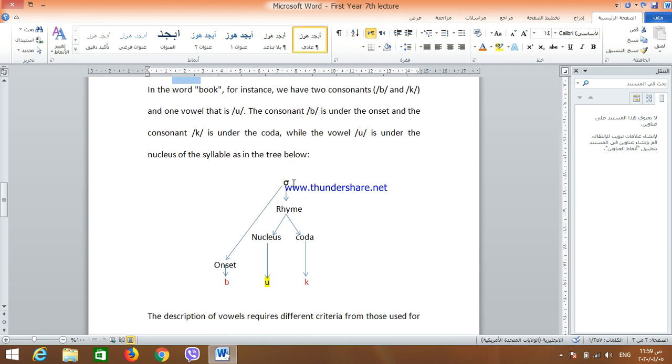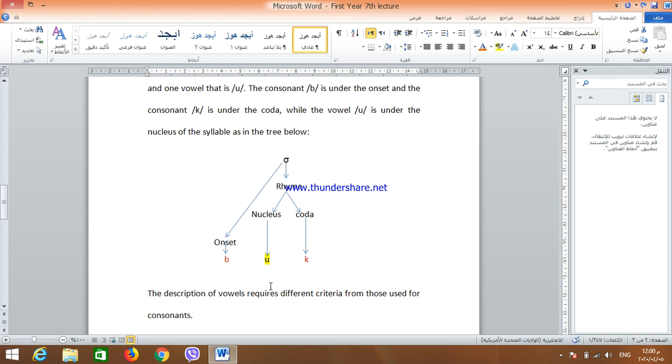The consonant b, as you can see in the diagram here, falls under the onset, and the consonant k is under the coda. So both onset and coda are occupied by consonants, while the nucleus is always occupied by the vowel, which is u. So sounds that are found here and here are often consonants, and sounds that are found here under the nucleus are often vowels.